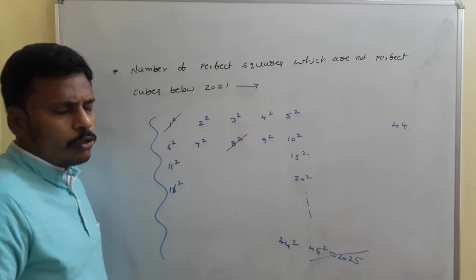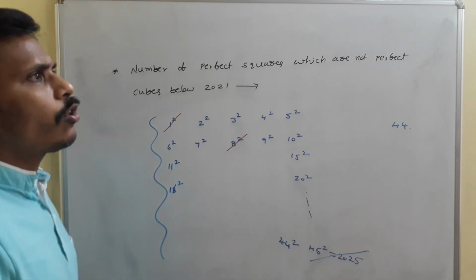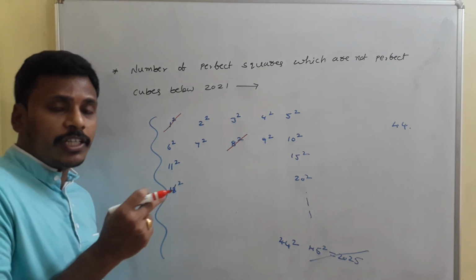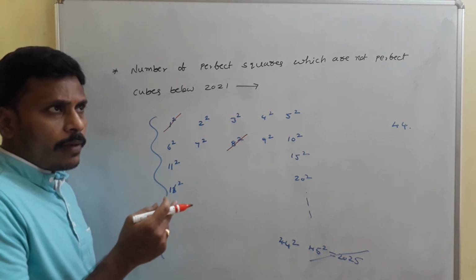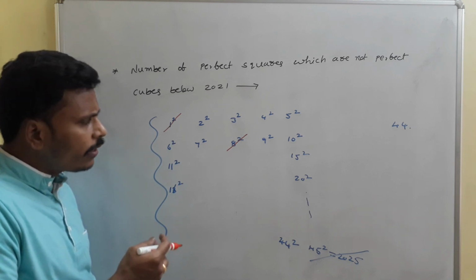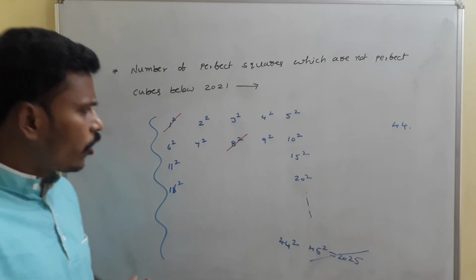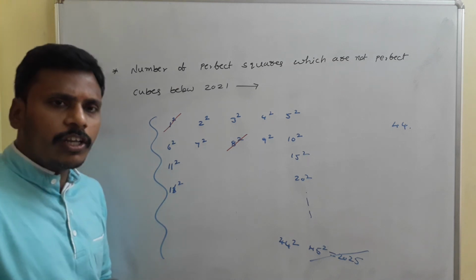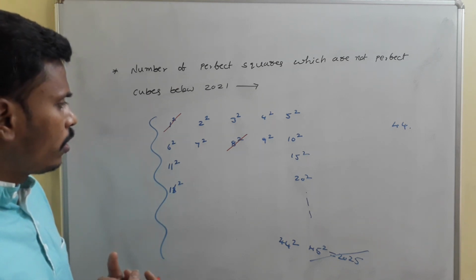7 cube, 8 cube. Is there any possibility of getting 8 cube? No, because 8 is 2 cube, so that is not a perfect square either. 9 cube, and then next 10 cube not involved here. 11 cube, 12 cube, like that we need to check.